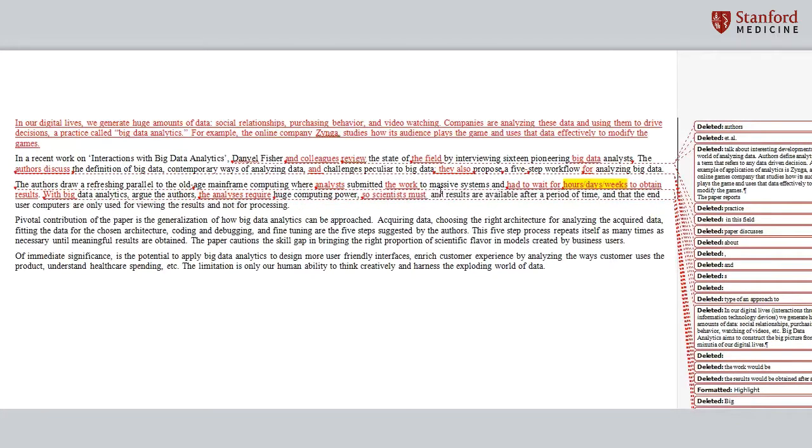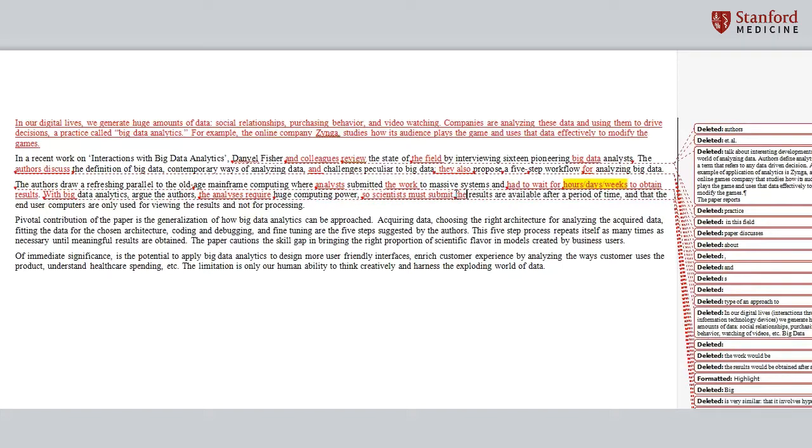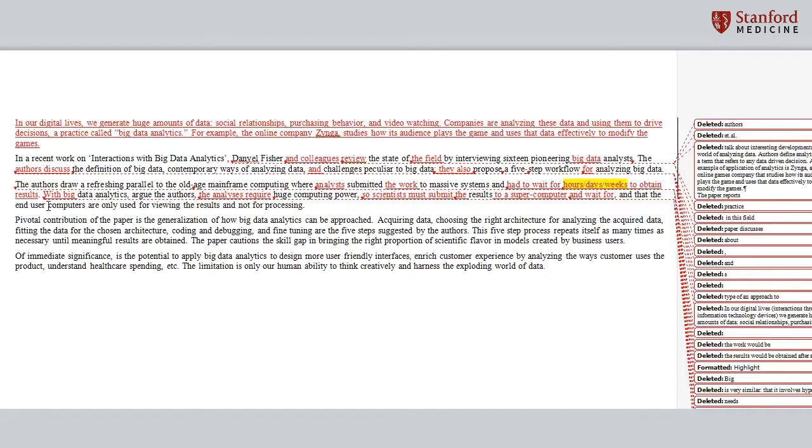scientists must submit the results, say, to a supercomputer. I'm adding this detail, but I would assume that they're submitting them to a supercomputer, and that's why they're having to wait, right? Must submit the results to a supercomputer, and again, wait for a period of time, and wait for the results. So this sentence is now parallel to the first one.